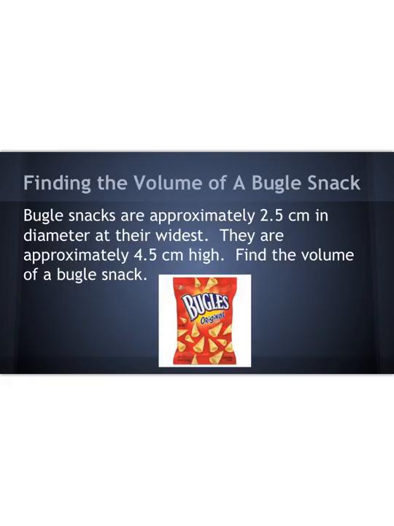We've gotten a lot of information about volume of cones, and so now it's time for us to practice. And we are going to find the volume of 1 bugle snack. And through my extensive research, which might have included some snacking, I found out that bugle snacks are approximately 2 5/10 centimeters in diameter and 4 5/10 centimeters high. So we're going to find the volume using our volume formula, which is 1/3 times pi times the radius squared times the height.